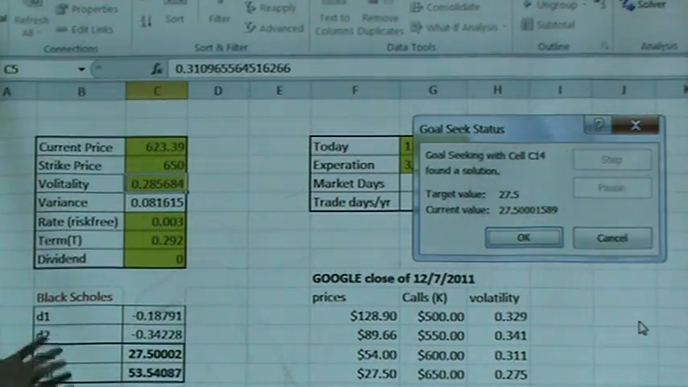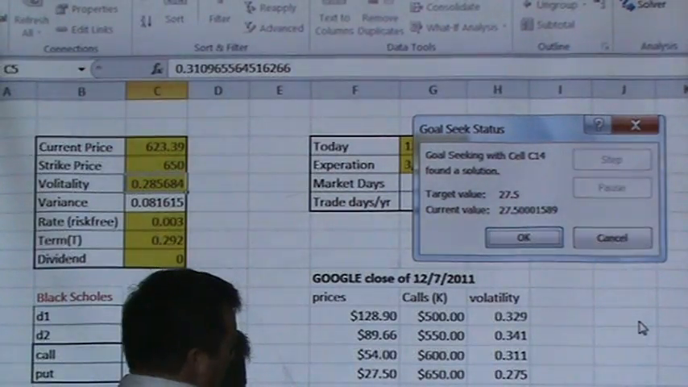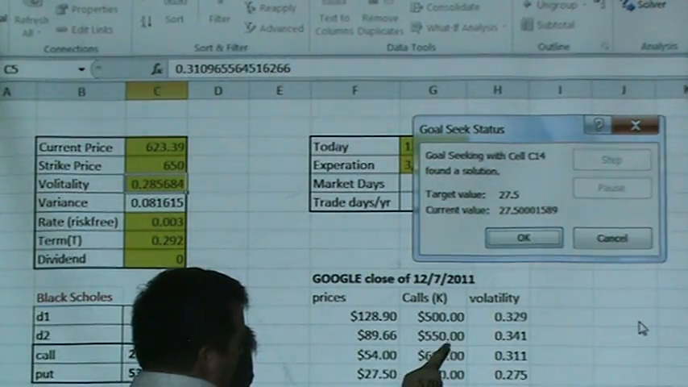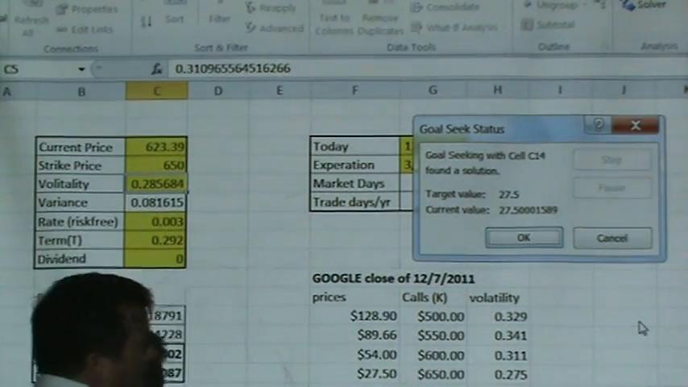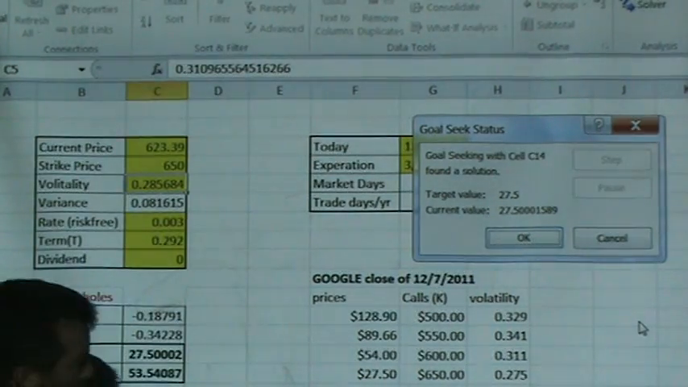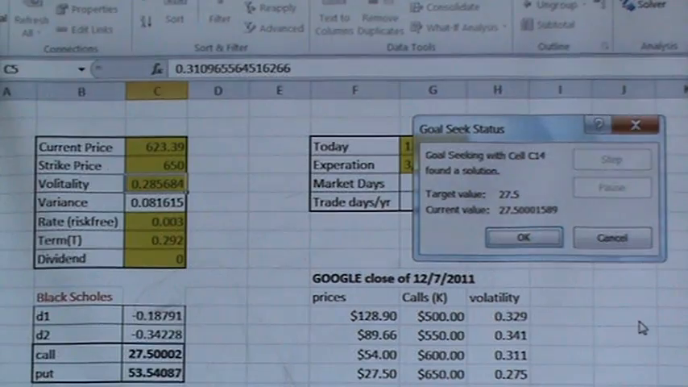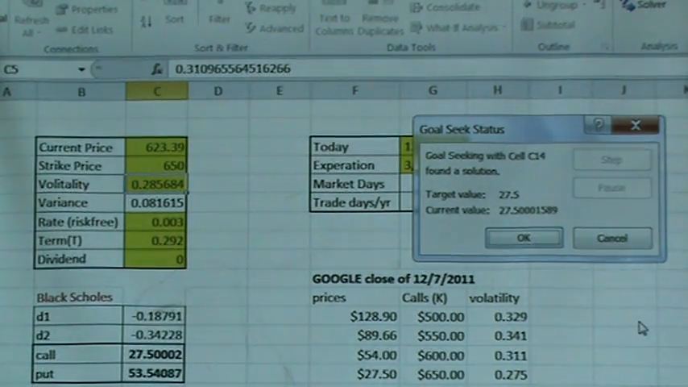Now if a different group of people come, or maybe it's even the same people, and they're looking at strike prices of 550, should their volatility be different than the 650 people's volatility? In other words, it's a theory versus practice question.